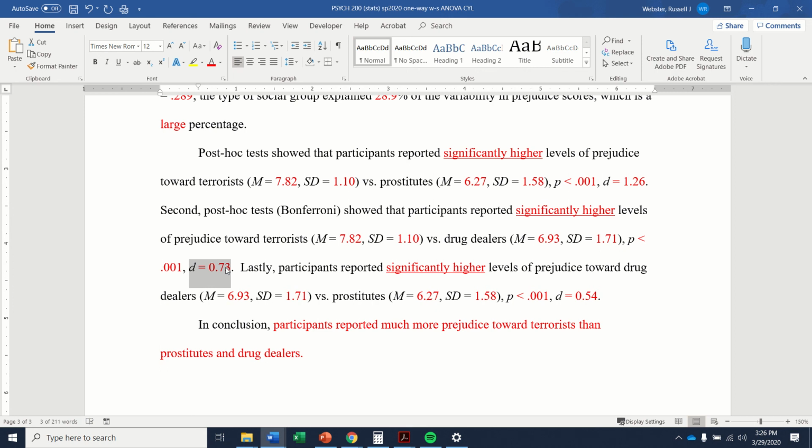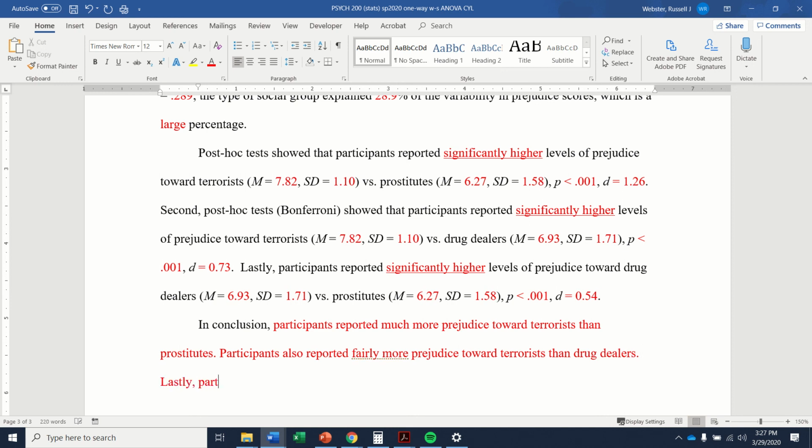If you wanted to split up the comparison between terrorists and prostitutes and terrorists and drug dealers into two separate sentences, that would also be okay. So if you want to do participants reported much more prejudice towards terrorists than prostitutes, you can say participants also reported maybe fairly more prejudice towards drug dealers.